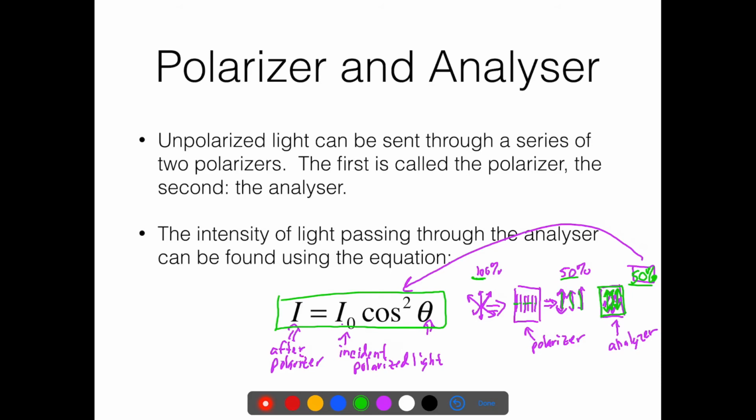All right, this is the equation that you'll be using tonight to help you. This is the incident intensity. This is the angle between the angle of polarization and the angle of whatever the analyzer is. And so you should be able to figure out some problems with that.